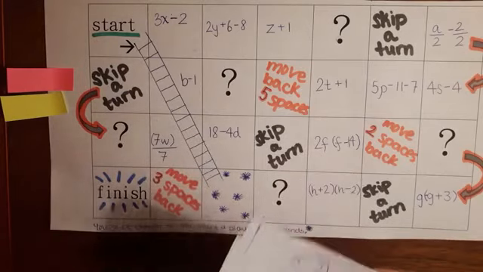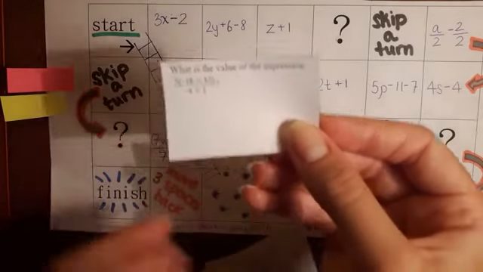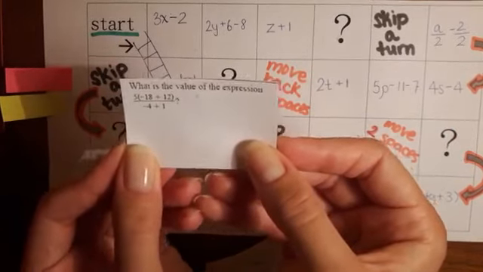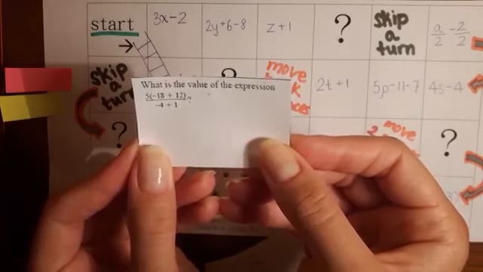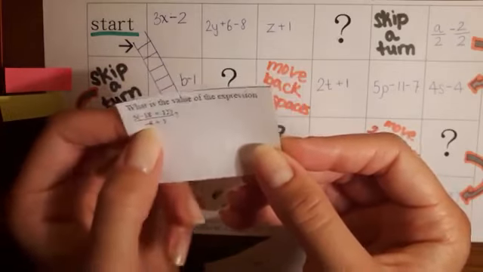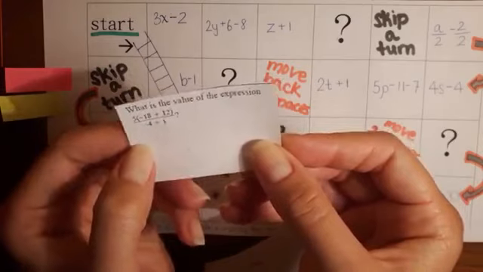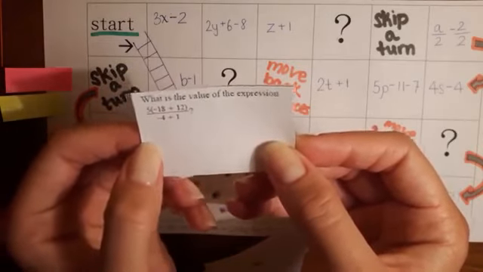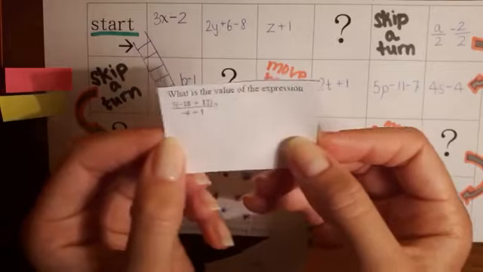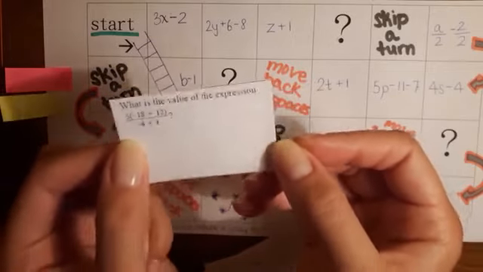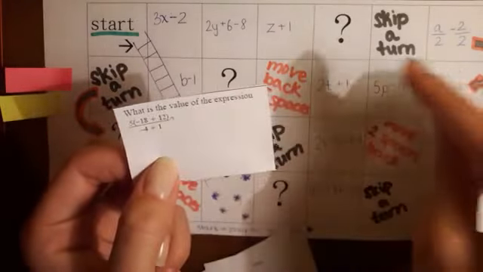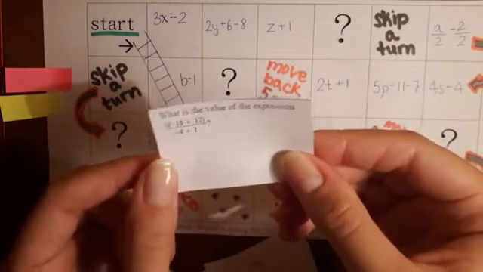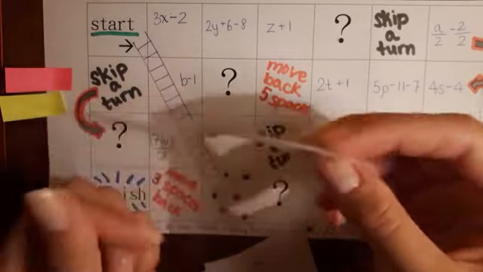And for instance, let's just do this little question card here. So it says, what is the value of the expression 5 bracket negative 18 plus 12 end bracket divided by negative 4 plus 1. They would have to evaluate that expression and come up with the single number that is the answer for that expression. If they get it right, then they may continue with their roll and then move the number of spaces that are on their roll. And if they get it incorrect, then they will miss a turn.